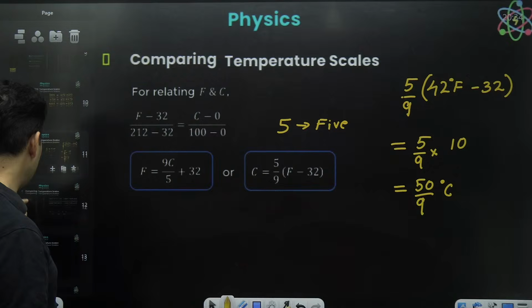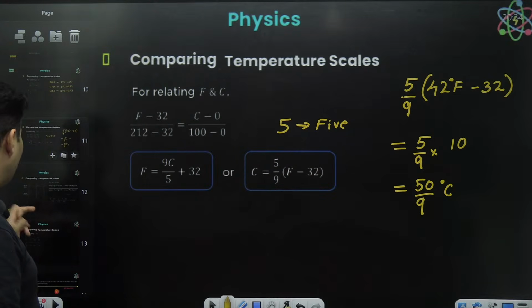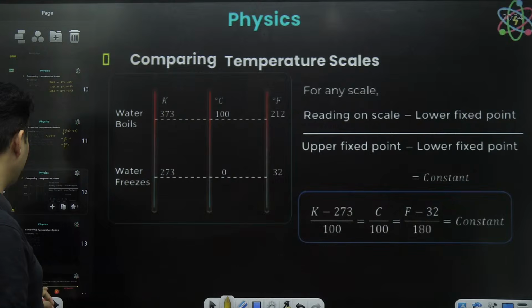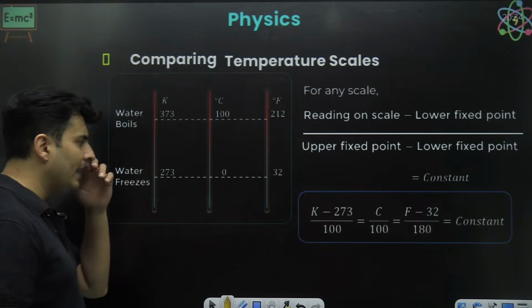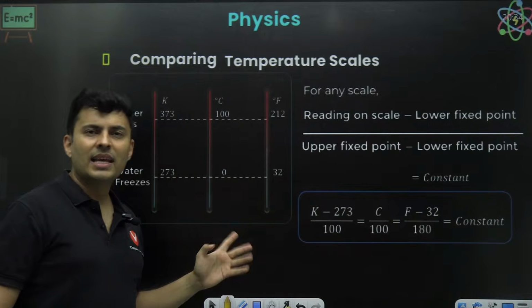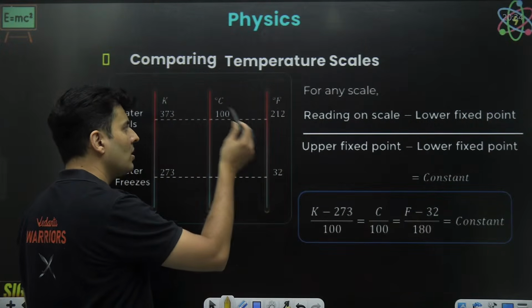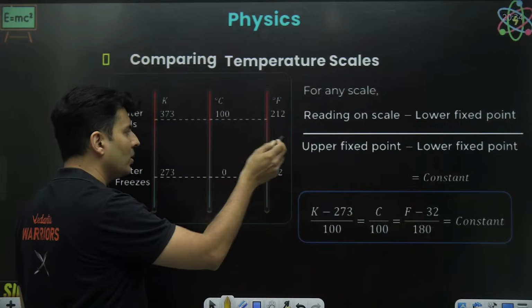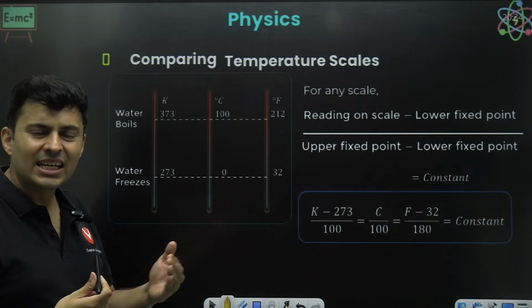Sir, are these the only skills? Can we not use other skills? The answer is no. Definitely there are other skills and you can convert it using a simple logic which I'm going to teach you now. So basically the idea is that all these scales are linear. So for 0 Celsius, if Fahrenheit is 32, for 100 Celsius, Fahrenheit is 212. So it is basically a linear scale.